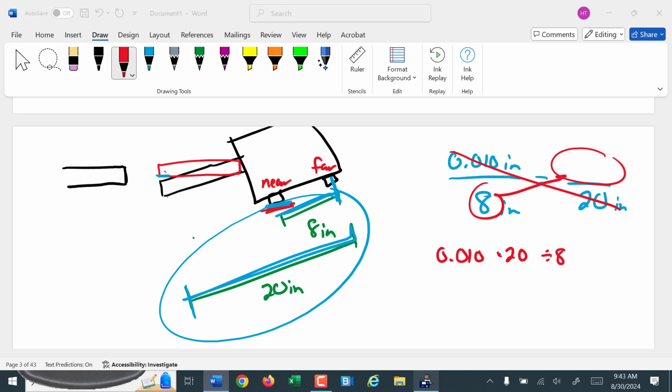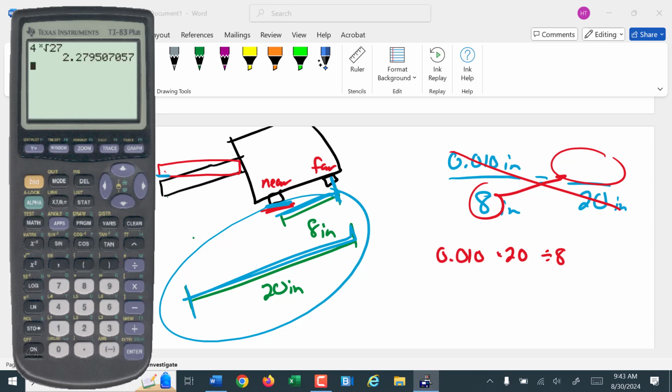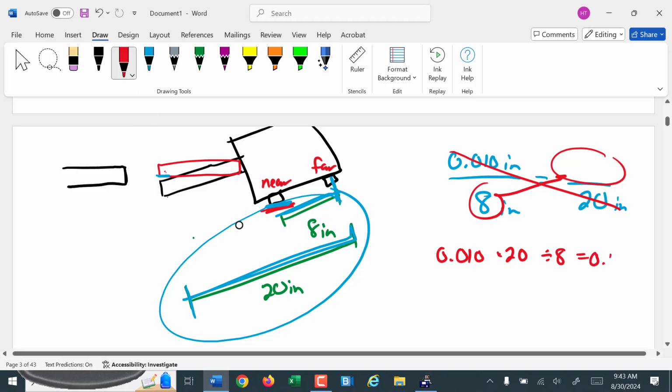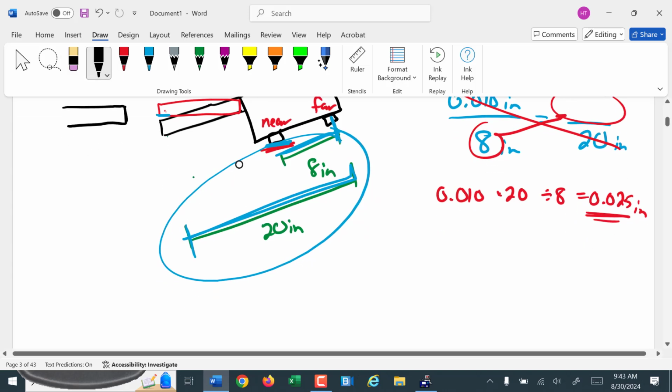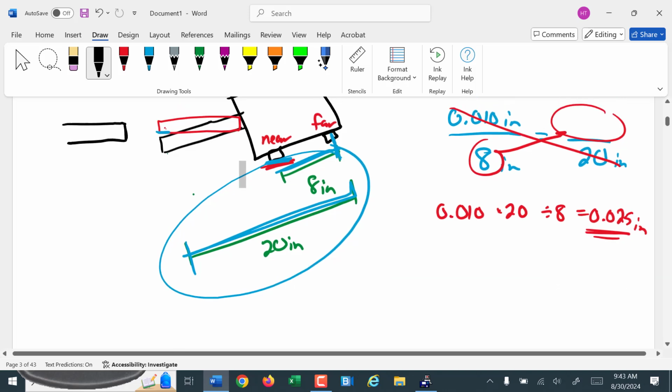How do I find this missing number? What two numbers multiply? There you go. 0.01 times 20 and then divided by the 8. 8 is diagonal with our missing number, so we divide by it. So 0.01 times 20 divided by 8, we get 0.025. So the 10,000 shim will raise the end of the shaft 25,000ths of an inch.